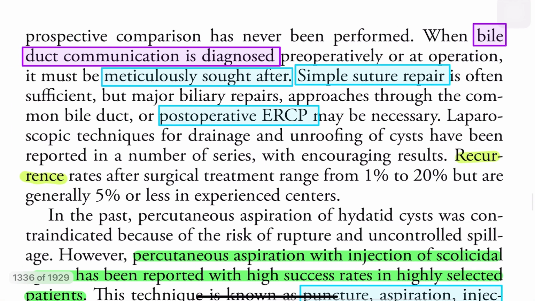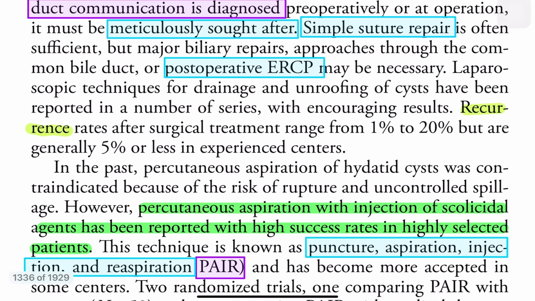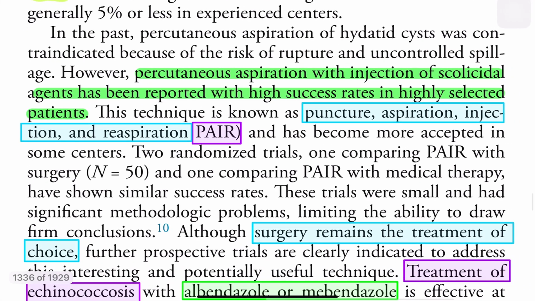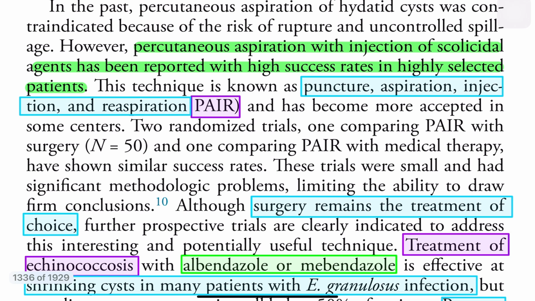When bile duct communication is diagnosed, surgery should be done meticulously, and simple suture repair can be done. Preoperative ERCP may be necessary. They generally ask in PG or FMGE what is the full form of PAIR. It's puncture, aspiration, injection, and re-aspiration. P for puncture. Many books write percutaneous also, but if you have to choose one, go for puncture.